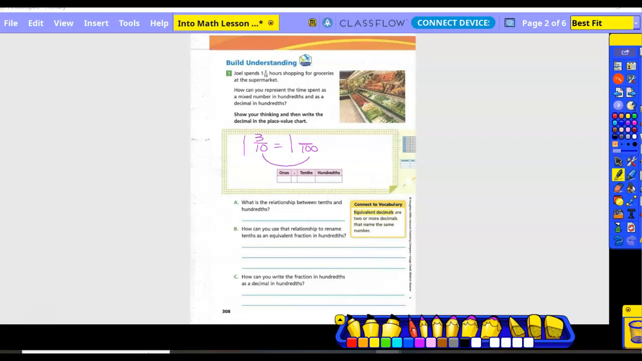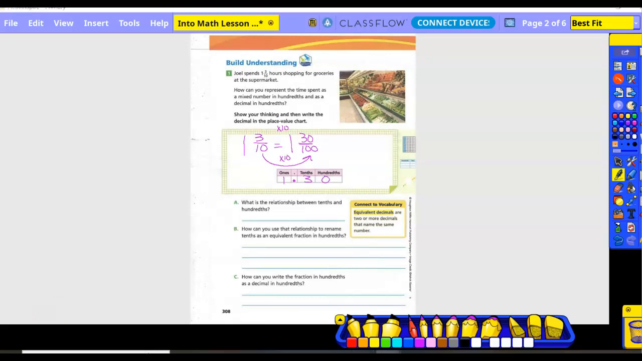Okay, and then how did I get from 10 to 100? Times 10. So what I do on the bottom, I also do on the top. So 3 times 10 is 30. So now they want us to write that as a decimal. Do I have any whole numbers? Yes, what is it? 1, right? Then I need to put in my decimal. And then how many hundredths do I have? What was my numerator of what I just came up with? 30.